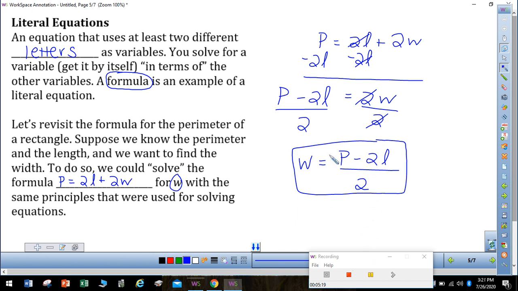What's nice about it is that if we know the perimeter, go ahead and plug that number in for the perimeter. We know the length, so we can plug that in for the length. Simply simplify down that right-hand side, and that would help us to get the width.